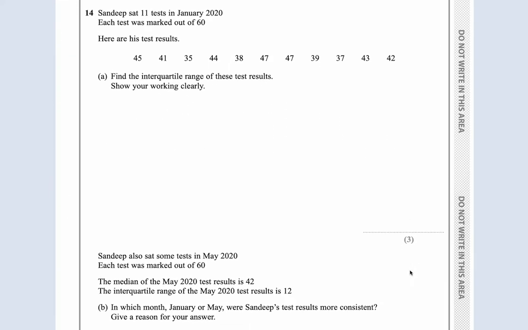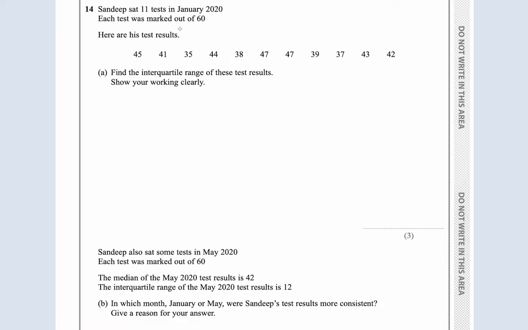Okay, question 14. Deepak sat 11 tests. Each test was out of 60. Here are his results. Find the interquartile range and show your working clearly. Okay, so first, guys, to find the interquartile range, we have to arrange from smallest to biggest. So I'm going to go smallest is 35, and then I cross it out as I write it down. So 35, then 37, then 38. Cross those two out, then 39, then 41, 42, 43, 44.